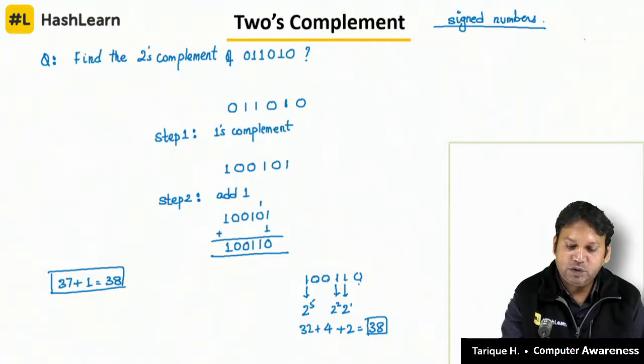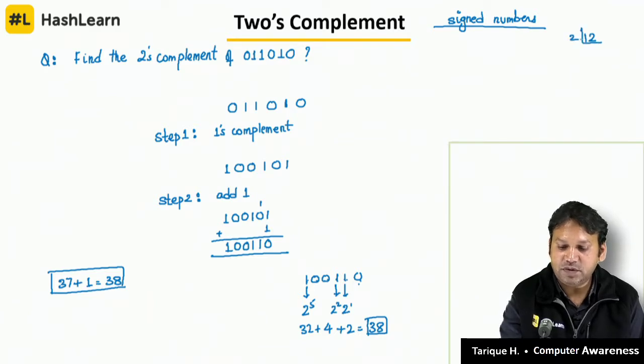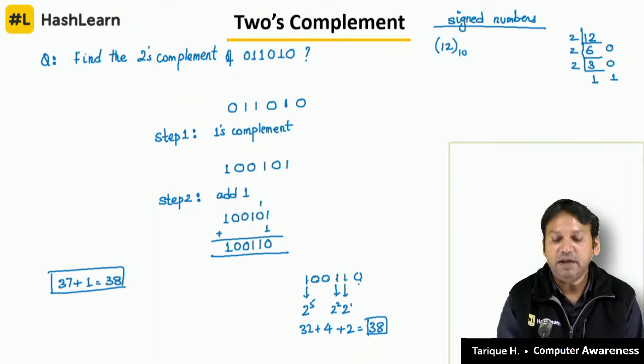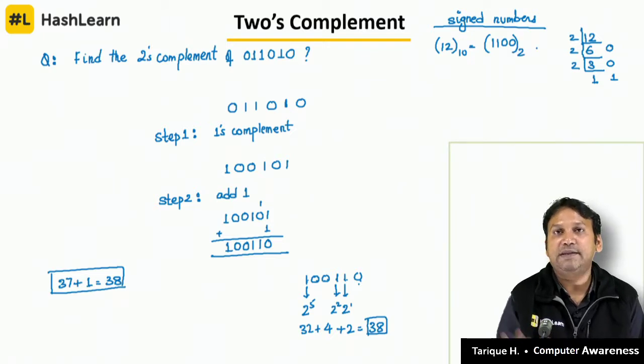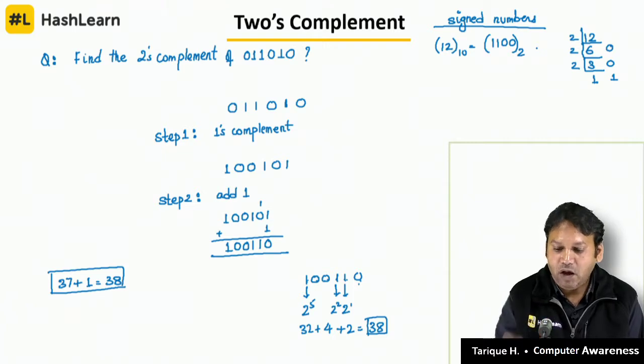But signed numbers, for example, if you take 12 and you want to represent it in binary, so you say 2 into 6 is 12, the remainder is 0, 2 into 3 is 6, remainder is 0, 2 into 1 is 2, remainder is 1, and that's all. So we get 1 1 0 0. So 12 in the decimal base system is equal to 1 1 0 0 in the binary base system. Clear? That's very easy to understand. Now we have discussed this in the previous session also. 12 in decimal is equal to 1100 in binary. Now the question is this: how do you represent minus 12?